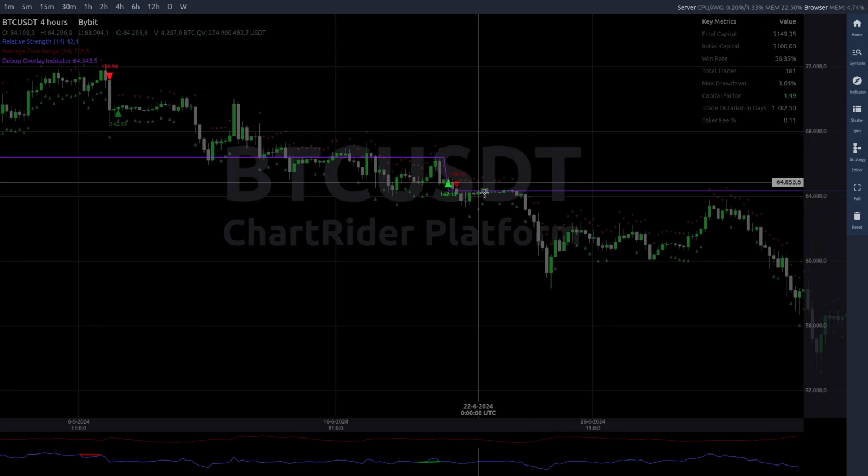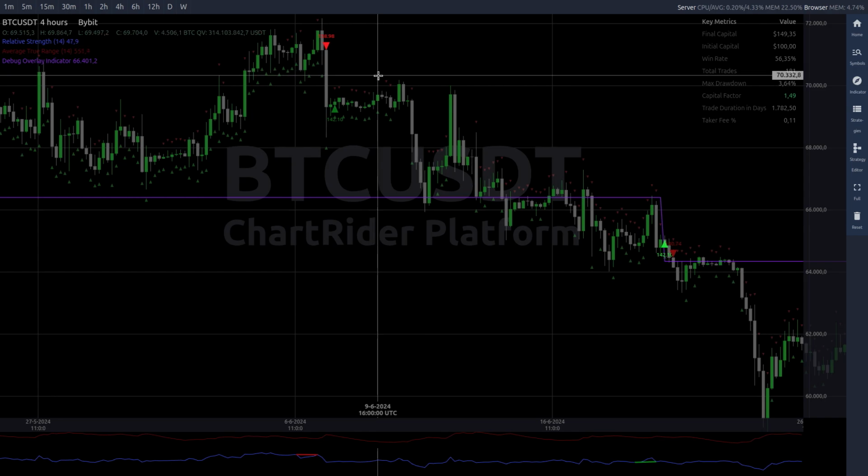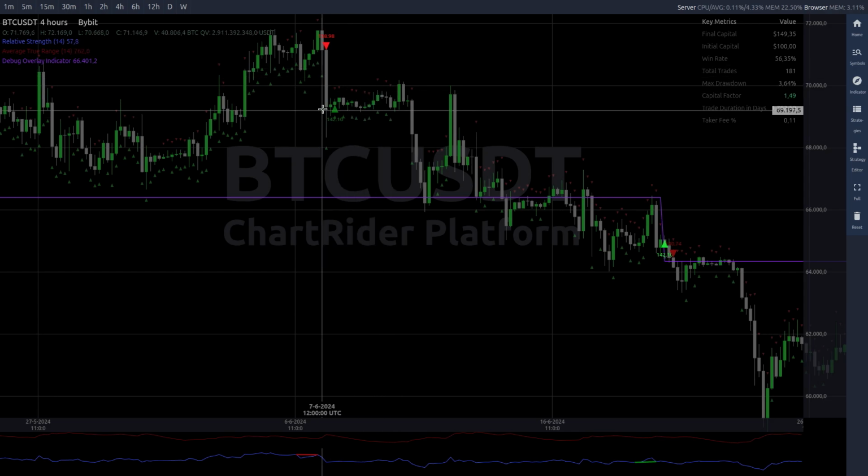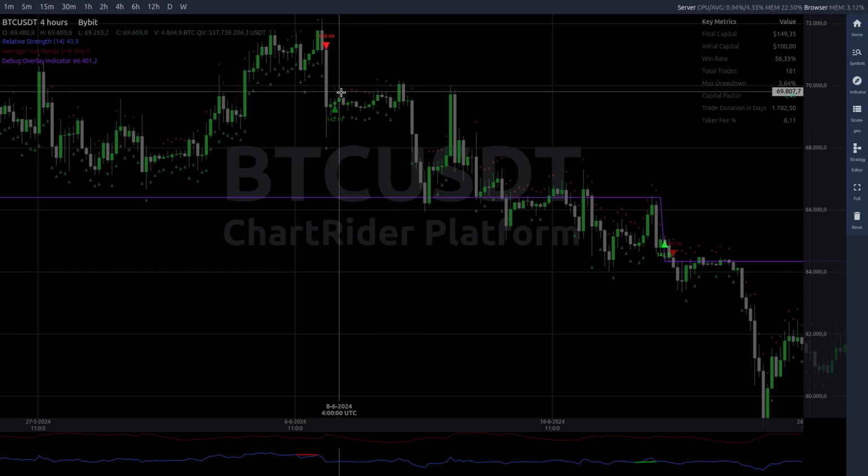Why do we have so many signals here? Because when you trade live, when you connect it to the bot and you make live trades, you want to check on every candle if for your entry you have an exit.